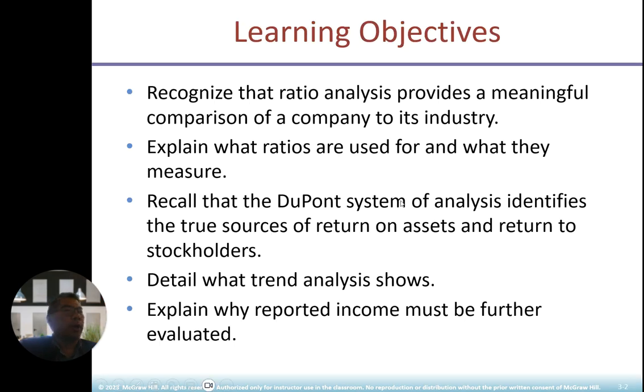Okay, we have a number of learning objectives here. The first one is to recognize the rationales that provide a meaningful comparison to each industry, and explain what the ratios are and what they measure. We also cover the DuPont system analysis, which identifies the true sources of return on assets as well as return to shareholders, and detail the trend analysis and how it shows. Explain why the reporting must be further evaluated.